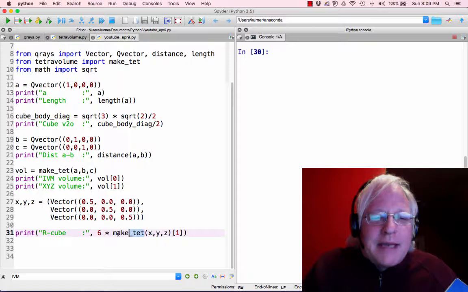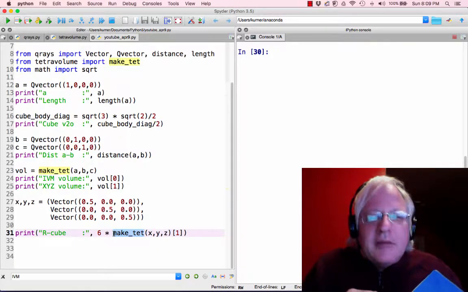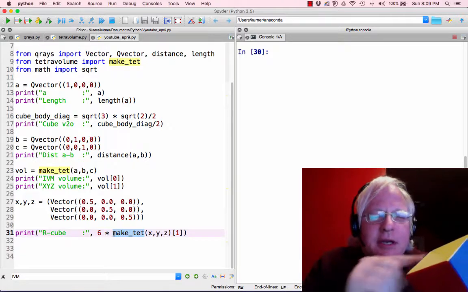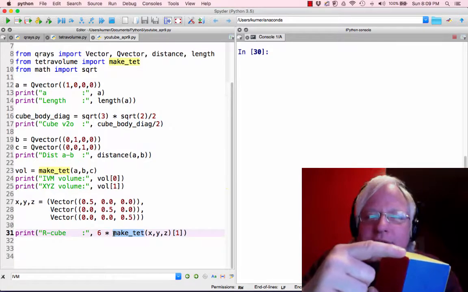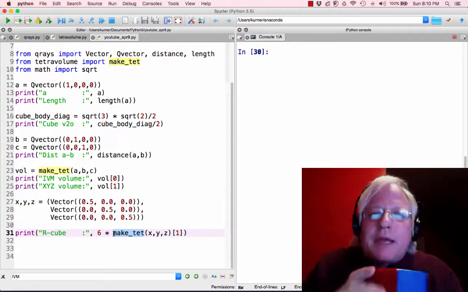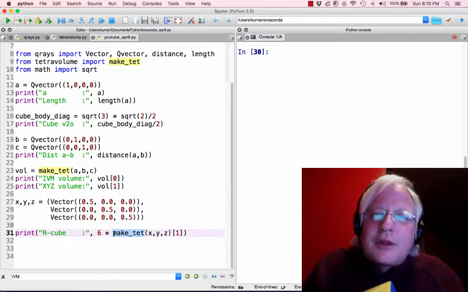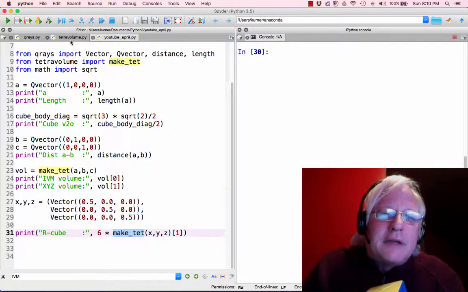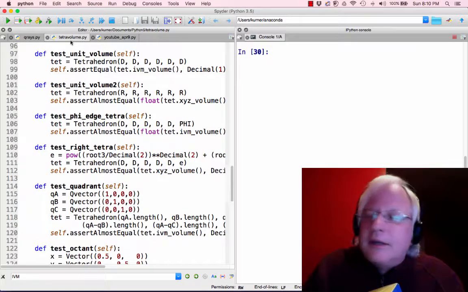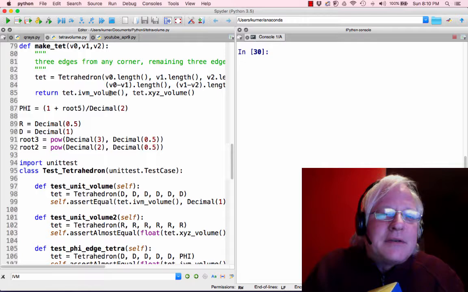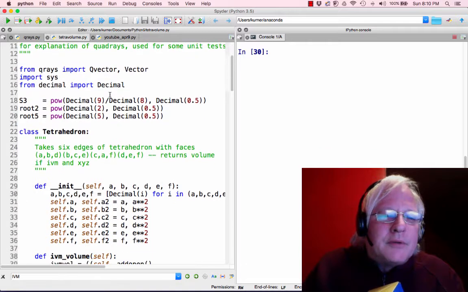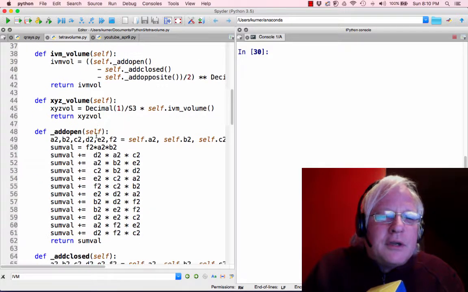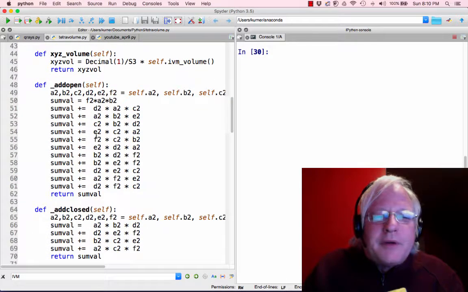My function called maketet, I should explain that actually. Maketet takes any 3 edges coming off a common vertex or apex. Any 3 edges, doesn't matter about angles. And then it computes what the remaining 3 edges would have to be in terms of length. And then it feeds all 6 lengths, the 3 you gave it and the 3 that are determined thereby, into a method of the tetrahedron class inside of my tetravolume module.